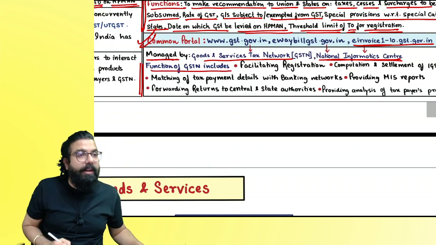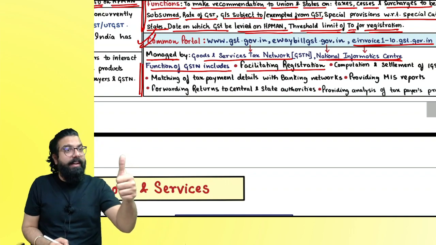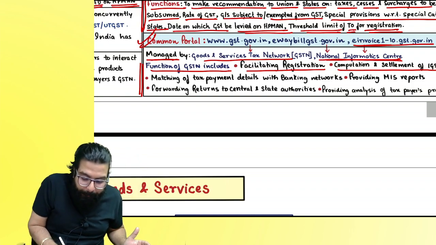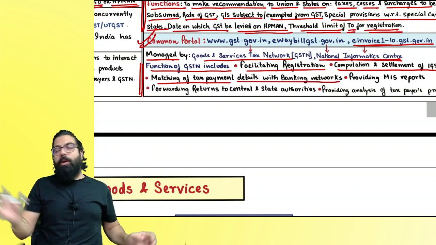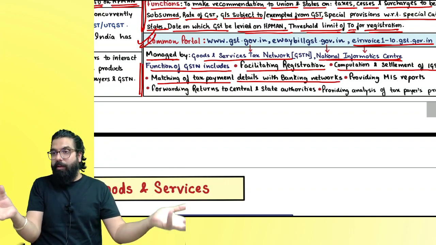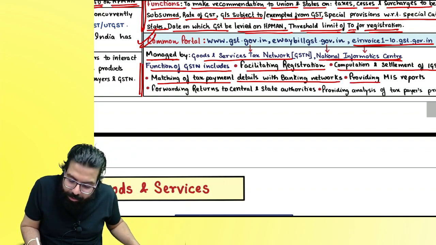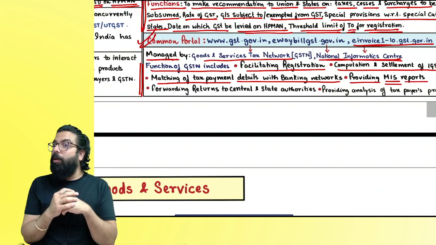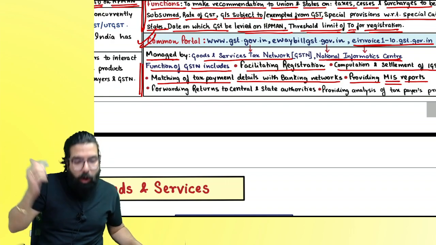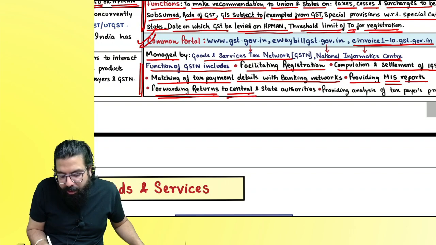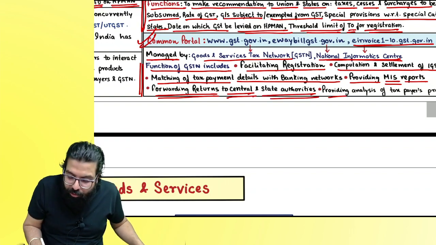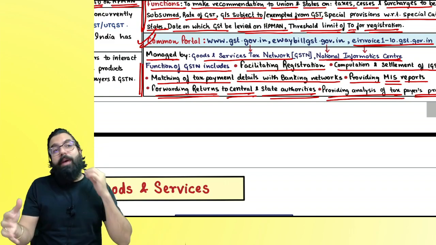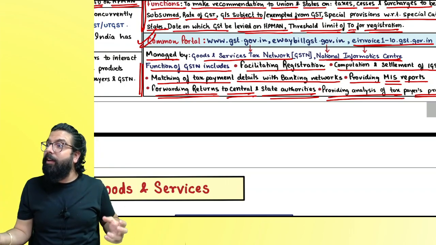And what are the functions of GSTN? The function is facilitating registration. It allows you to take registration, computation and settlement of IGST, matching of tax payment details with banking network. You made the payment, whether it went to the government account, they will go ahead and match. Providing monthly information system report. This month how much was GST collection, this month how many people took registration, all these details they will provide to the government. When you file a return, they will forward your return to the central and state authorities. They will also provide analysis about a taxpayer's profile, whether this person is filing returns on time, whether he is a risky kind of a person who is taking too much ITC, etc.